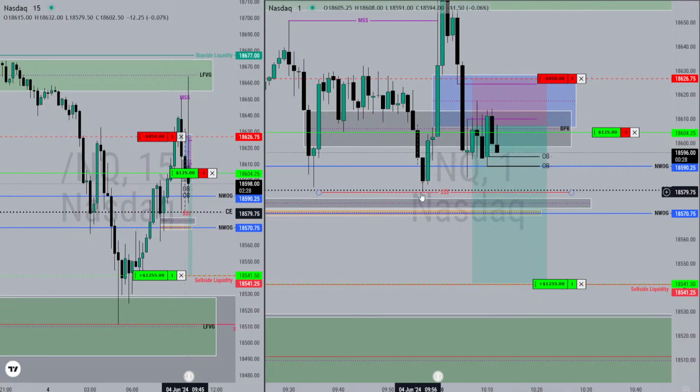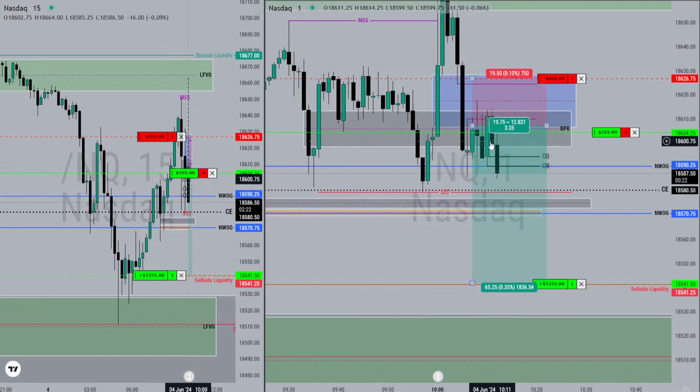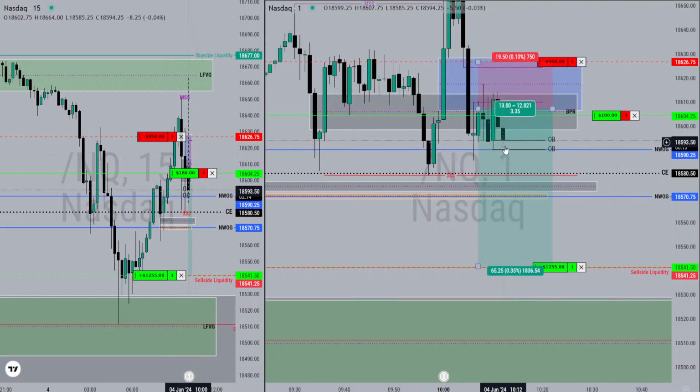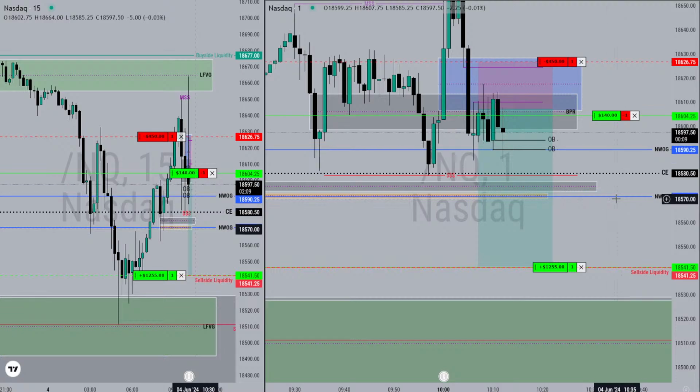So over here, first it came here to the consequent encroachment. I am seeing this as a reaction. From there, market went higher. Then it tapped to the high, gave me the reaction until the consequent encroachment of this fair value gap. Perfect. I'm okay until now. All I am expecting, market will fall and it will reach until the new week opening gap low. Until then, I'm pretty much confident that market will fall.